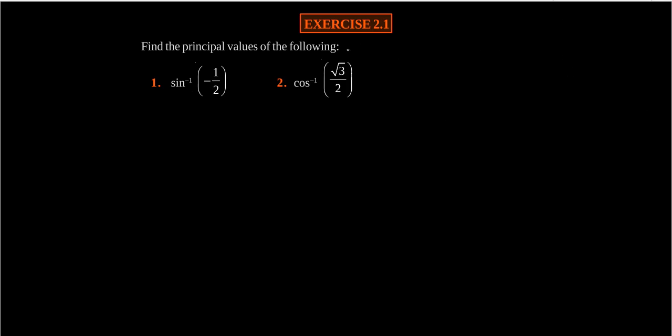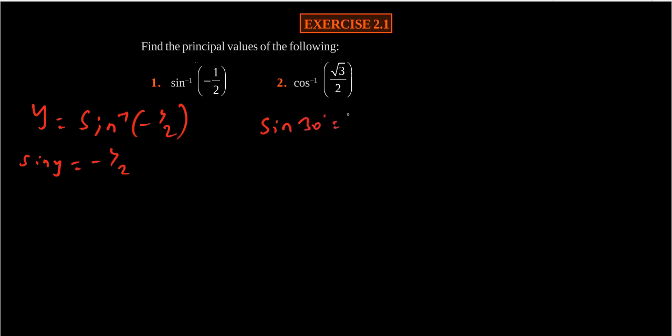So, let me take this given function as y. So, y is equal to sine inverse of minus 1 by 2. If we bring sine here, it will become sine y is equal to minus 1 by 2. In which sine function will we get this 1 by 2 value, we have to identify. So, sine 30 degree is 1 by 2. This can be written as sine pi by 6. So, sine pi by 6 is 1 by 2.